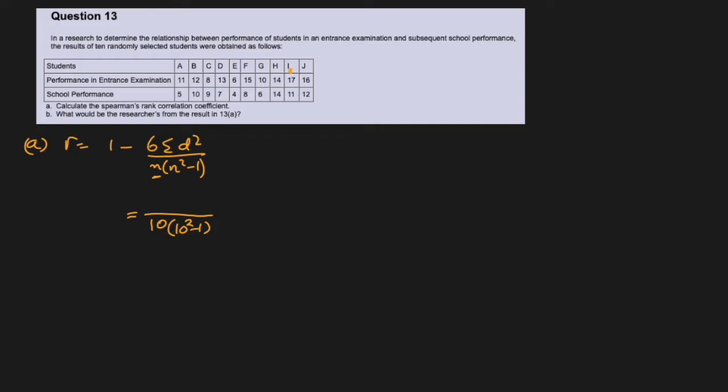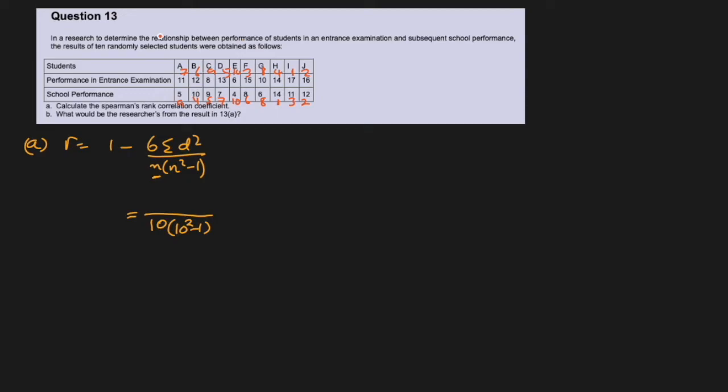Okay, let me change the color. So it will be rank 1 here. Then rank 2 will be 16. And this is how I will keep on writing. Number 3 will be here. So I have written all the ranks in school performance also. So number 14 is rank 1, and 4 is rank 10.